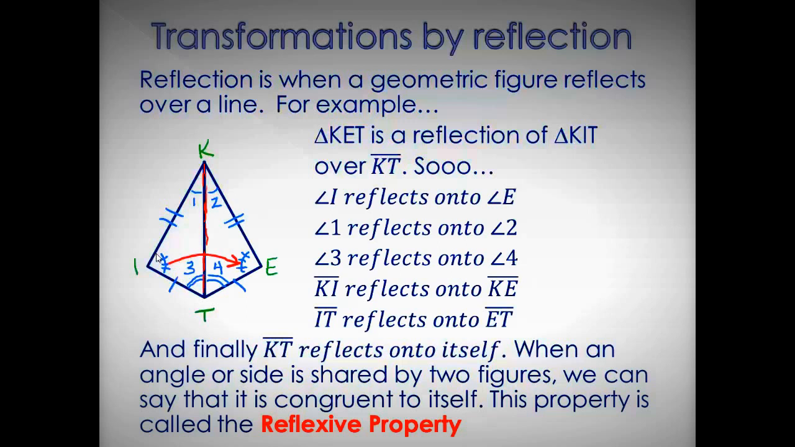So angle I reflects onto angle E, angle 1 reflects onto angle 2, angle 3 reflects onto angle 4, segment KI reflects onto segment KE, segment IT reflects onto segment ET, and finally segment KT reflects onto itself. How can we do that? Well, when a side is shared by 2 figures, as KT is here, we can say that it's congruent to itself. And this property is called, oddly enough, the reflexive property. So keep that in mind. You're going to use it a lot.